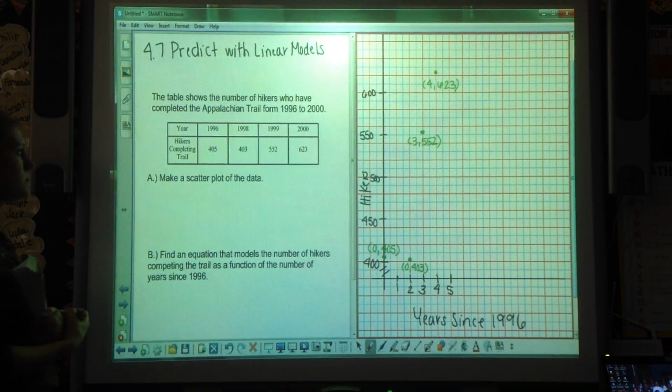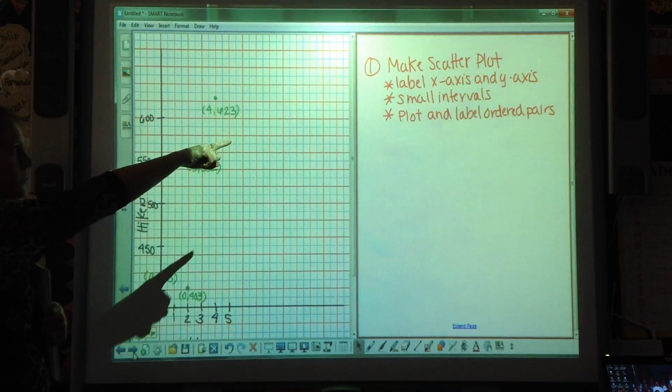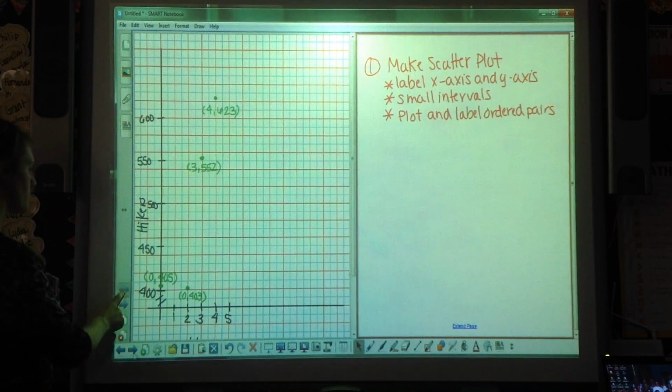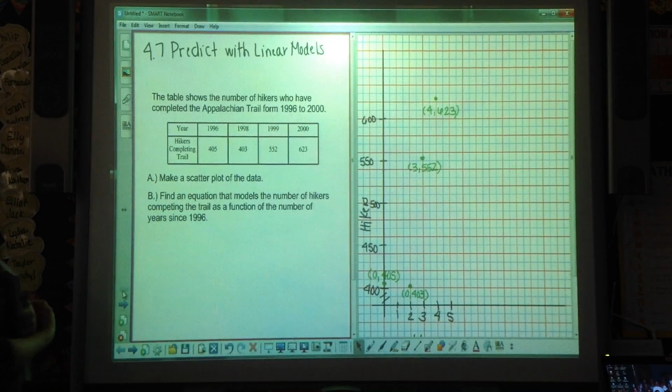Okay, so I just made a scatter plot. We did all of those things. We labeled the x and y axis, we had small intervals, and we plotted and labeled our ordered pairs. So let's see here. We did A. B says, find an equation that models the number of hikers completing the trail as a function of the number of years since 1996. We have to write an equation.